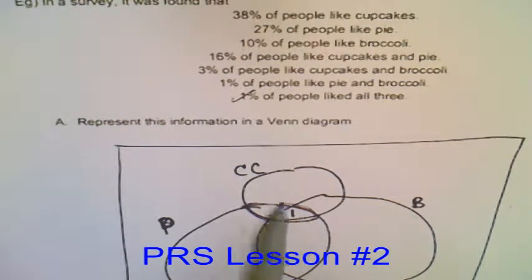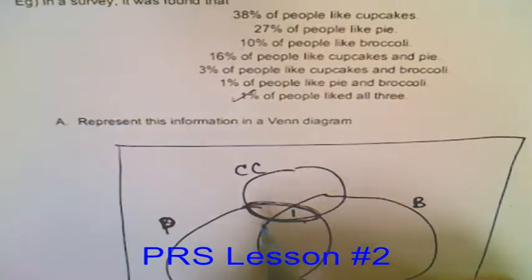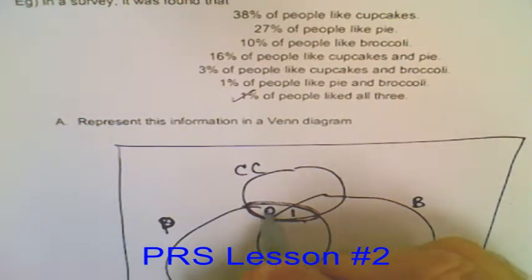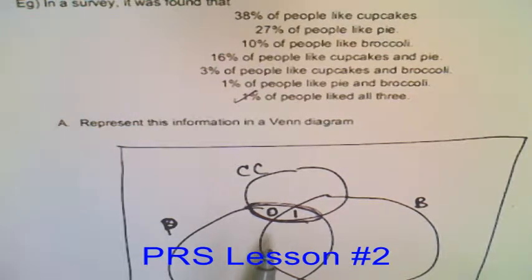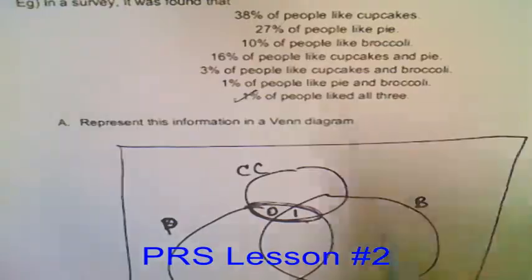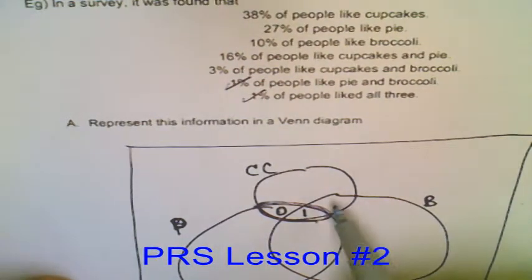Okay? Now, you don't have to worry about the scale. But from there, then I say, okay, what do I know? And I usually start at the most restrictive situation, or the most detailed one. In this case here, that's the 1% liked all three at the bottom. 1% liked all three. This section here is all three. There's an intersection or region of the cupcake circle, the pie circle, and the broccoli circle. So 1% liked all three. So I've got that. We're all done.